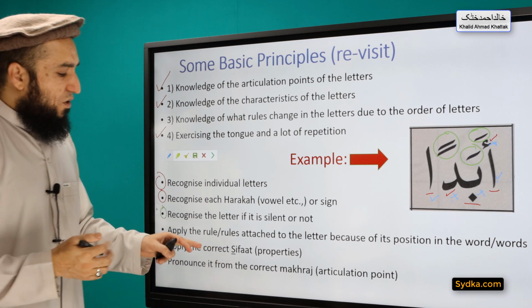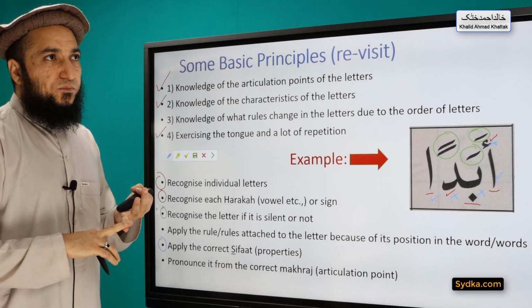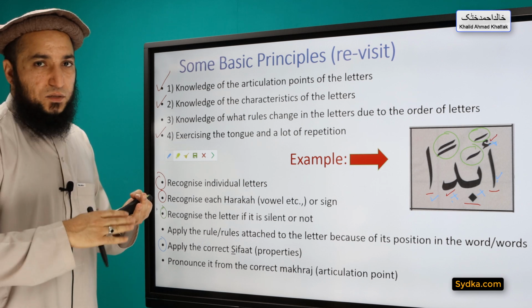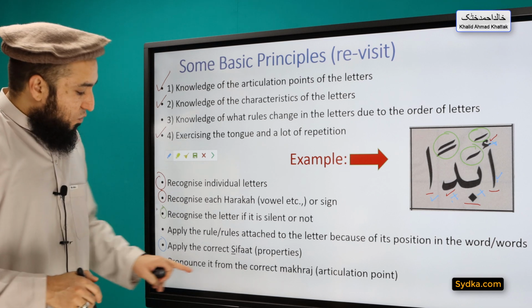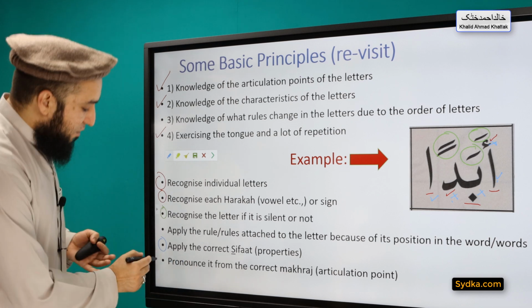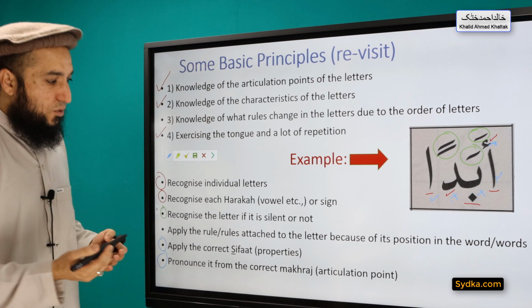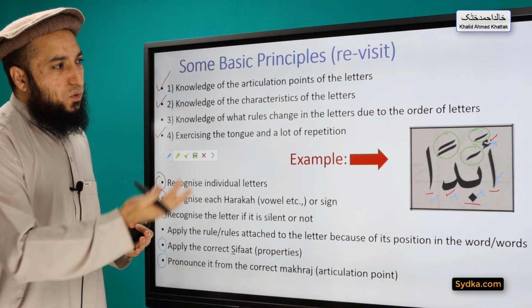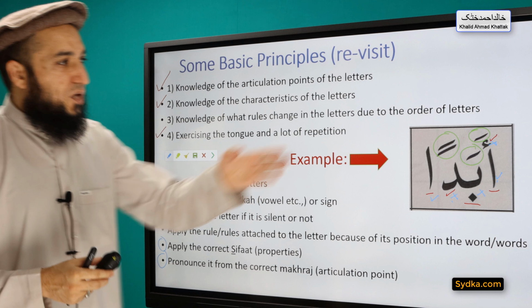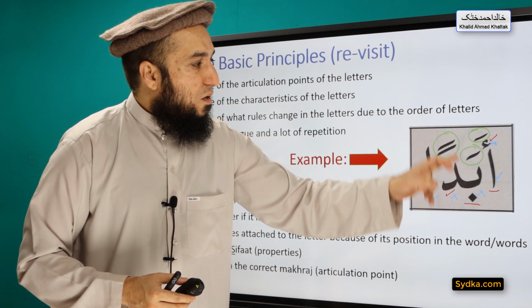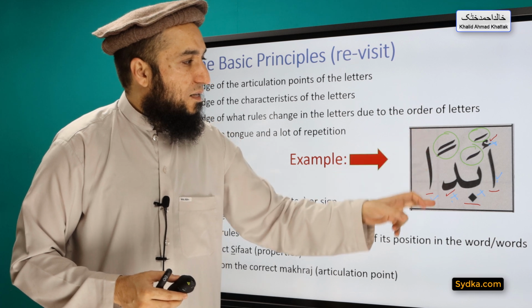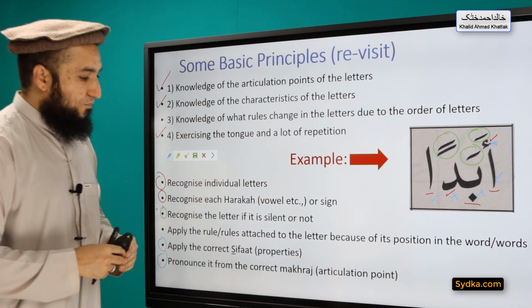So we have studied only a few of them. One of them would be if the letter is heavy or light. So we apply those rules, and the rest we will study in advanced level. The next one is pronouncing each letter from its correct makhraj, articulation point. And the other one we can add is we count how many syllables there are. For example, here is a, 1, ba, 2, then. So there are 3 syllables in this word.